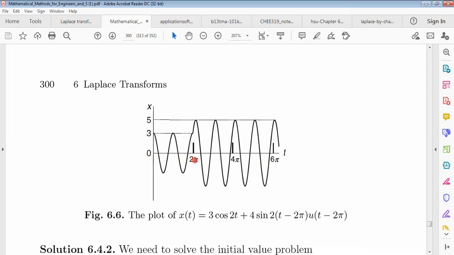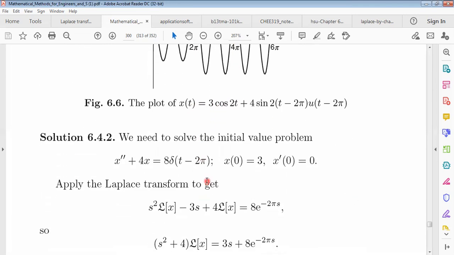So depending on time t, the amplitude increases. So x values go from 3 to 5. That means displacement starts from 3 and ends at 5. When t equals 2π, displacement is 5. When 4π, displacement is 5. When t equals 6π, displacement is also the highest, 5. So this is the required solution for this equation.